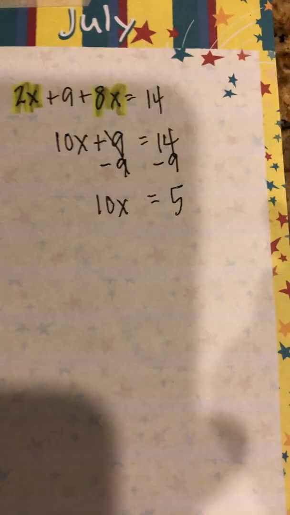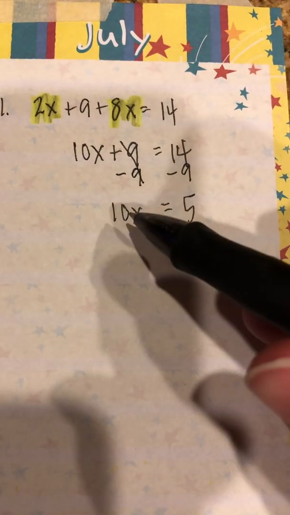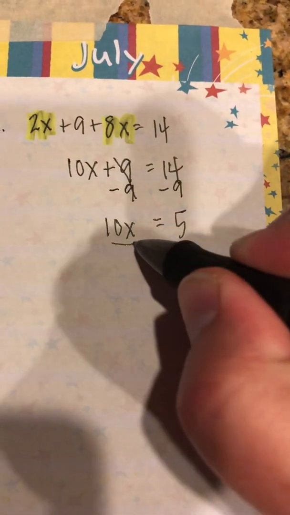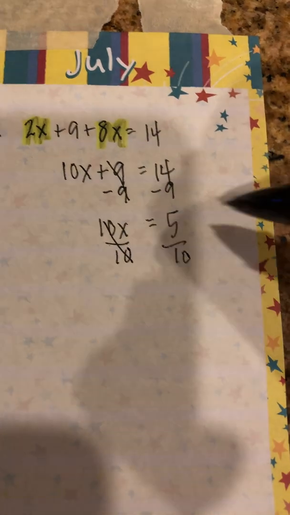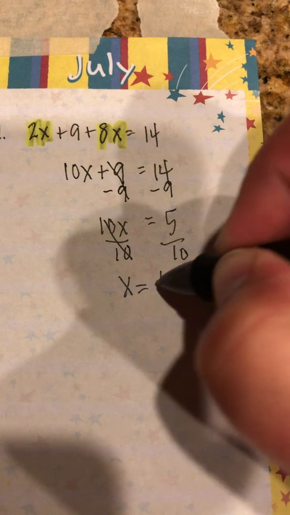And then this is where some people would get tricked because they see the 10 and the 5 and they think, oh, 10 divided by 5 is 2. But the problem is that it's the 10 next to the x. So we have to divide by 10. So it's not 10 divided by 5, it's 5 divided by 10, which is a fraction that you just reduce. And so that would be 1/2.